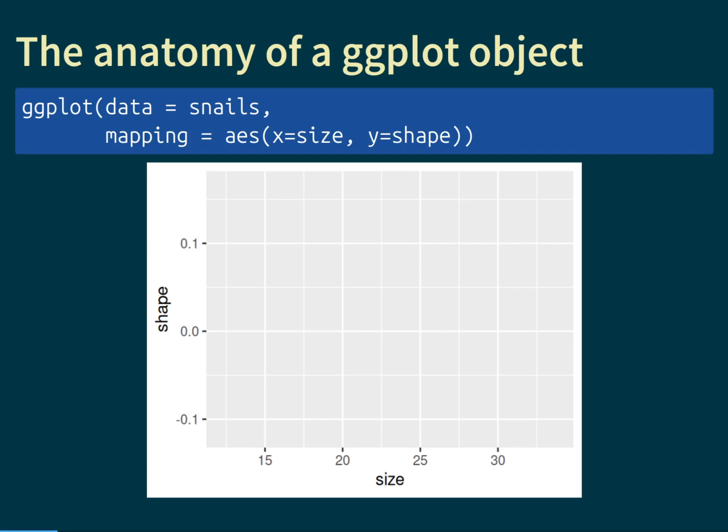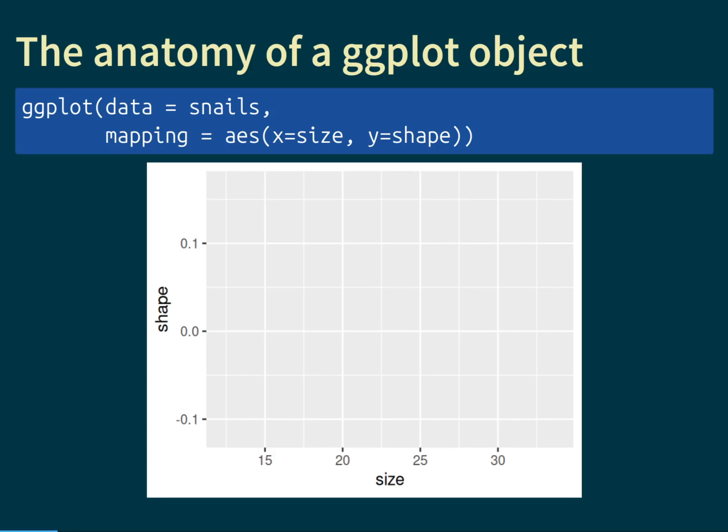In this particular case, what we're telling the computer is that we want the size column from the snail's dataset to define what goes along the x-axis, the horizontal axis. And we want to use the shape column of the snail's dataset to define what goes along the y-axis.